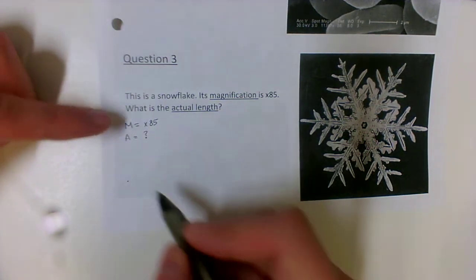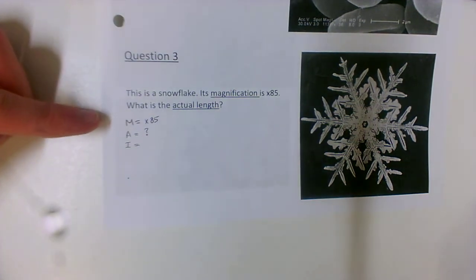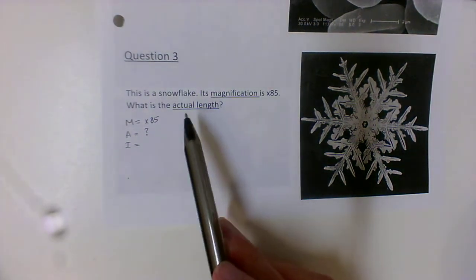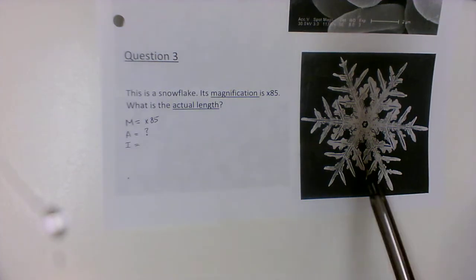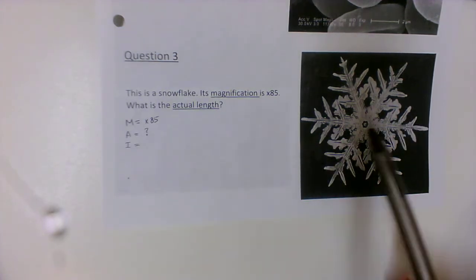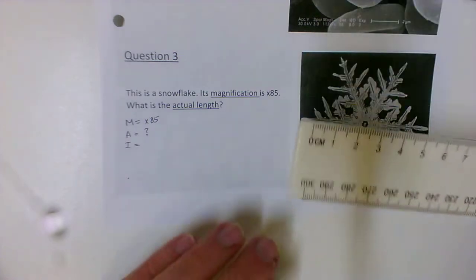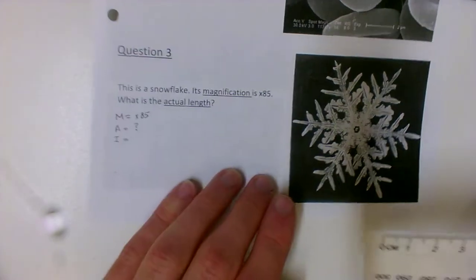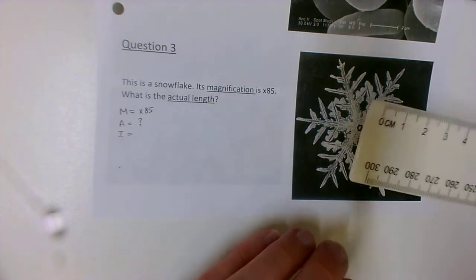Now, you know that there's always a third thing you have to know for these equations, which is the image length. But the question doesn't tell us this time the image length in the words. Instead, it gives us a picture of the snowflake, an image of the snowflake. So we have to actually measure that ourselves. Now, I'm going to use the centimeters on this ruler to measure an image length in centimeters.